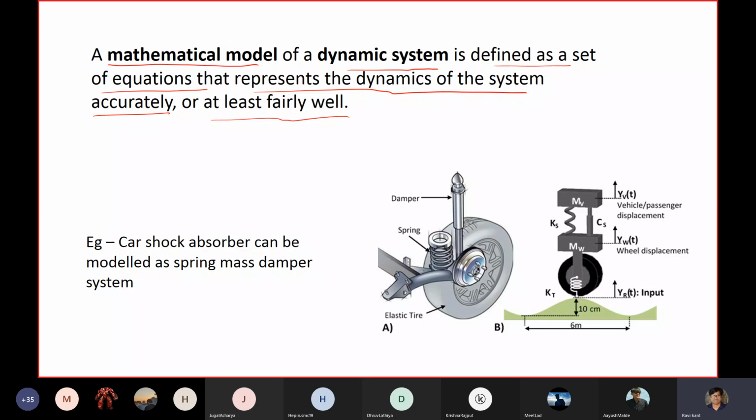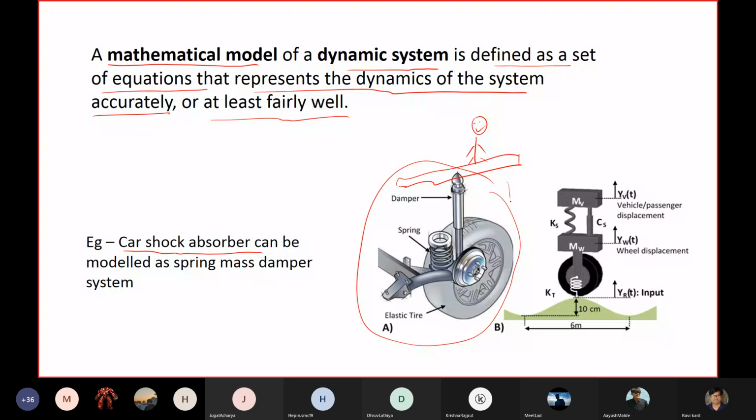So as an example, there is a car shock absorber. So this is a car shock absorber. You have a wheel, you have a damper, you have a spring, and your car chassis is on top of it, and on that chassis you are sitting. Okay. And in order to give you a comfortable ride, this car absorber model is designed in a certain way.